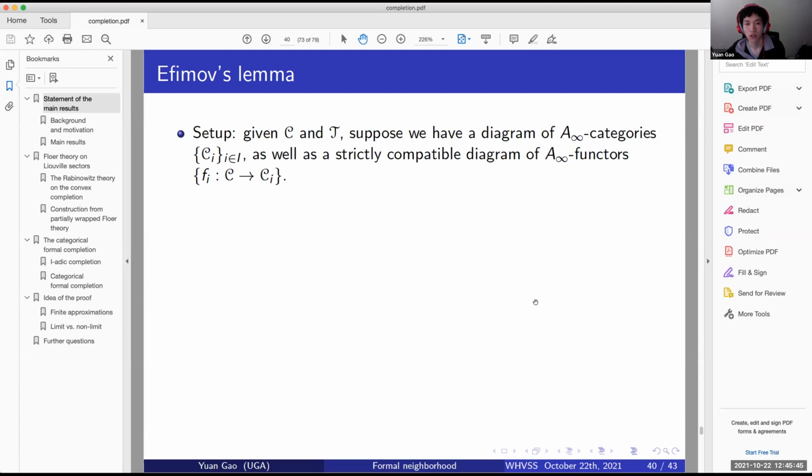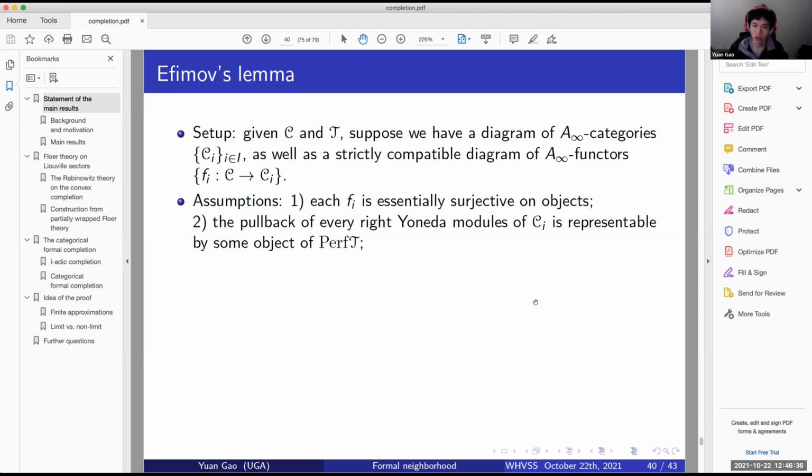So the setup is the following. It's slightly different from his version, but this version is most convenient for our purpose. So we'll consider C and T as before. Suppose we have a diagram of infinity categories indexed by some set I. And we want to have a strictly compatible diagram of infinity functors. It's not some compatible diagram where compositions of functors are homotopic. We want them to strictly agree when you compose. And we need assumptions. First of all, we want every functor to be essentially surjective on objects. And second, we need every right unital module of Ci to be representable by some object of perfect complexes over T.